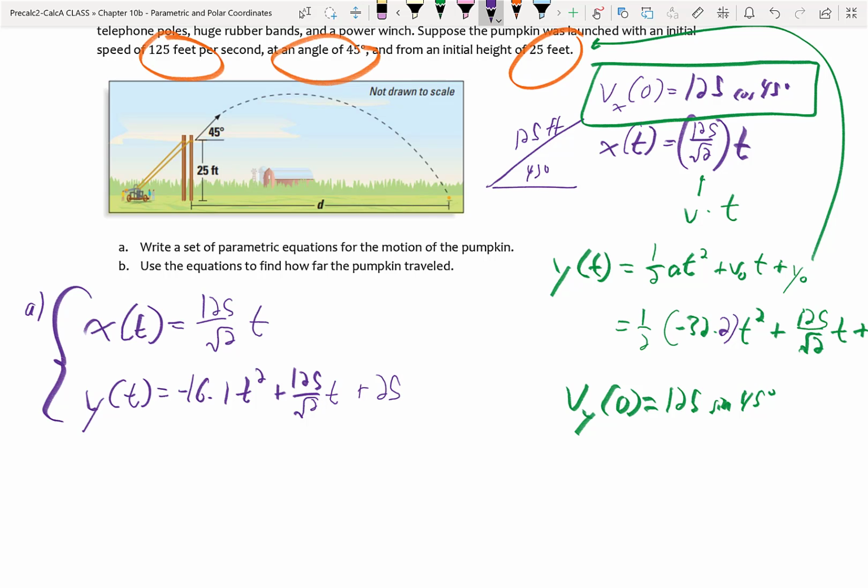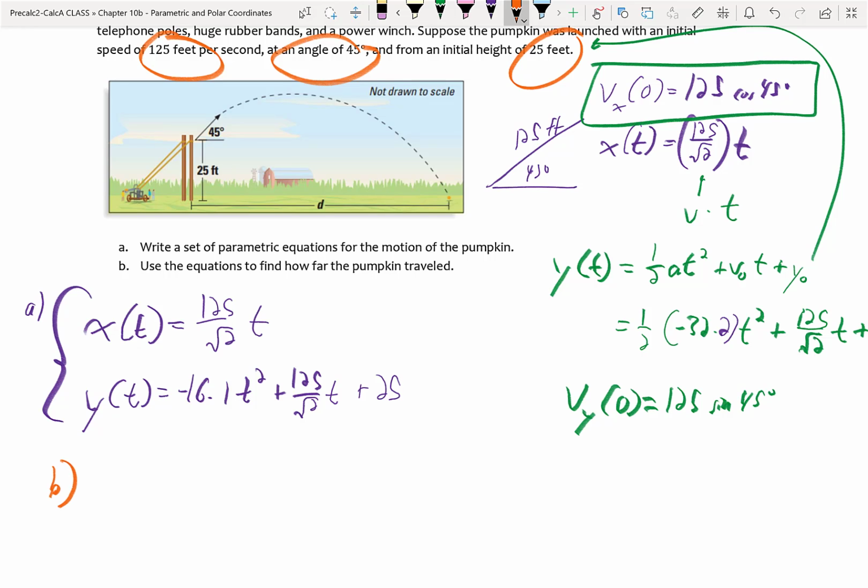Yes, this is artificial. It presumes no air resistance. It presumes that it's going to go at the same velocity horizontally until it's stopped, and the vertical is completely not influenced by that. But in general, this is kind of what you guys can expect. Use the equations to define how far the pumpkin traveled. That's a different question.